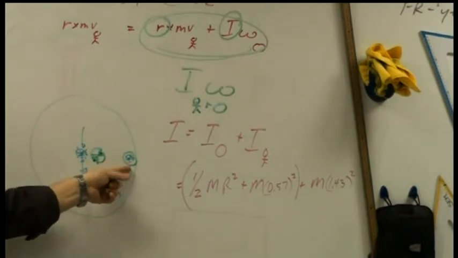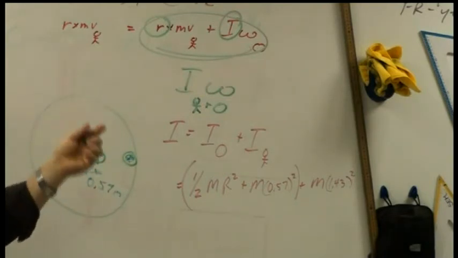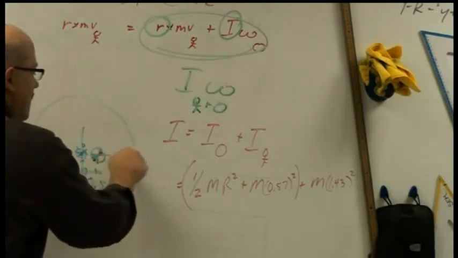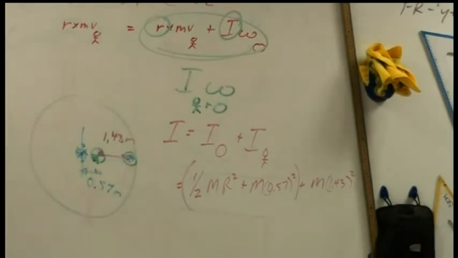And then the boy is just a lumpy mass, so his mass times his radius squared. The radius for the boy, though, is 1.43 meters. So now we've got to plug in all that stuff.